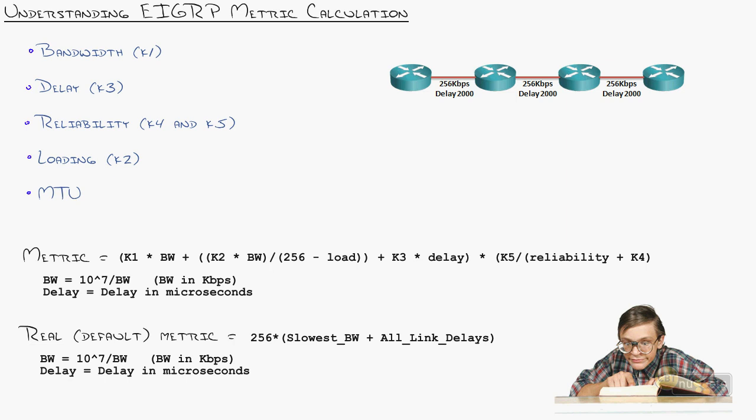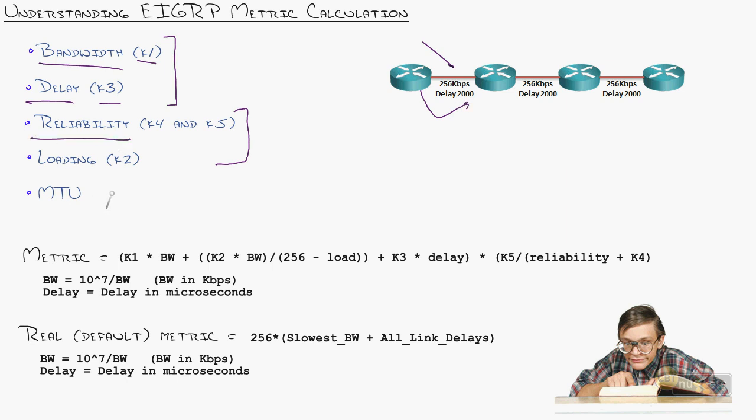So first off, let's talk about the defaults of EIGRP. By default, EIGRP uses the bandwidth and the delay as the metric, also known as the K1 and K3 values. However, you can also loop in reliability and load into the metric calculation. So let's just talk about what these are. Bandwidth is obviously how much bandwidth is available on the link. Delay is supposed to be how long it takes a packet to get from one side to the other.